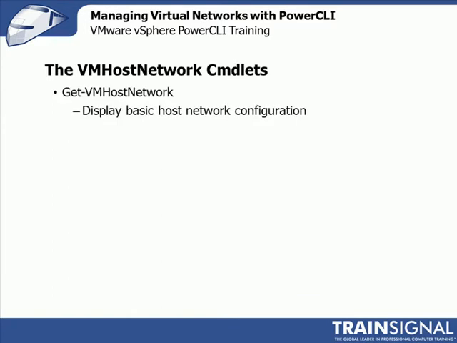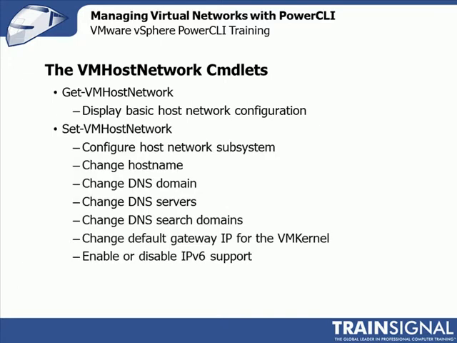There's several commandlets in this category, such as Get-VMHostNetwork. This is used to display basic host network configuration. I'll show you examples of these here in a moment. And then the very overloaded, shall we say, Set-VMHostNetwork. This commandlet does a lot of different things, such as you can configure the host network, you can change your host name, change DNS domain, DNS servers, change your DNS search domains, otherwise known as DNS suffix search order in Windows. You can also change the default gateway for your VM kernel network adapters. And lastly, you can enable or disable IPv6 support.